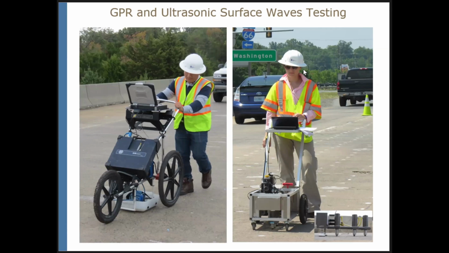Finally, two methods for concrete quality assessment. On the left, you can see ground penetrating radar, an electromagnetic method. This is a method where, from the measurement of attenuation of electromagnetic waves reflected from the top rebar mesh, we are assessing potential deterioration in concrete bridge decks.